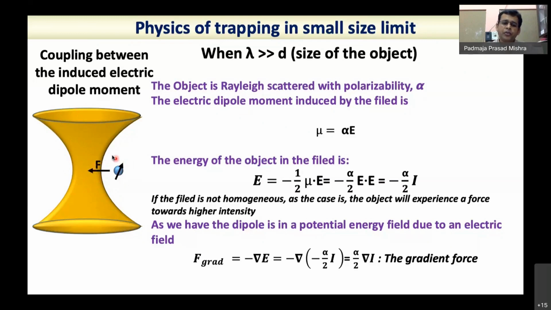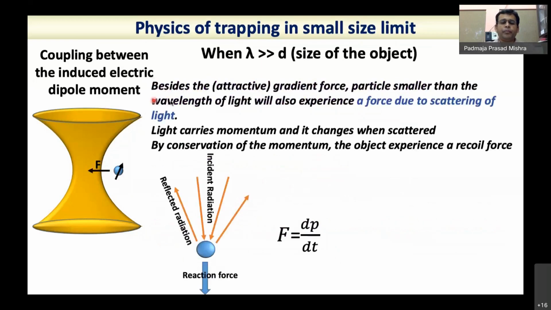And how much is the force going to be? The force is going to be the change in the gradient versus the energy of the object. We have already figured out the energy of the object: alpha by 2 times the intensity. So it is minus the gradient of the field times E, which is alpha by 2 times the gradient of the intensity. This is the gradient force. This is the force which will be experienced by the object, which will drag it towards the place where the intensity is more.